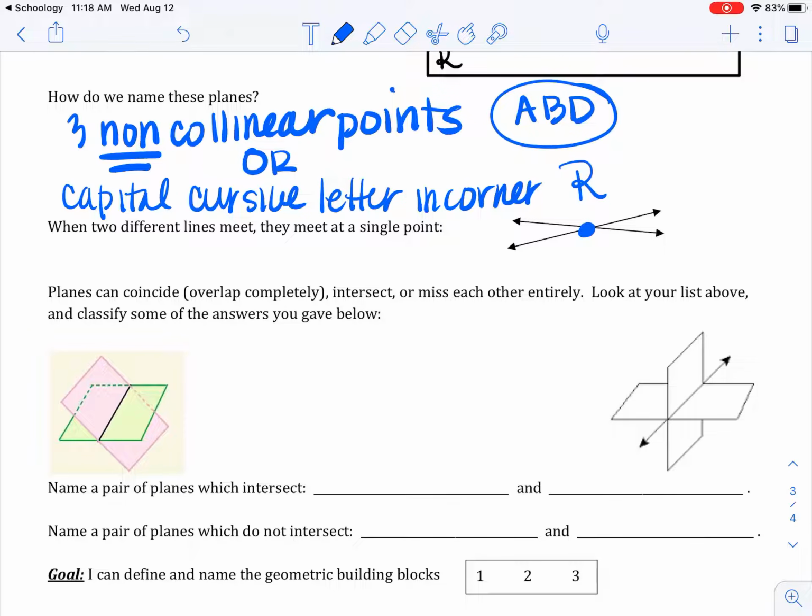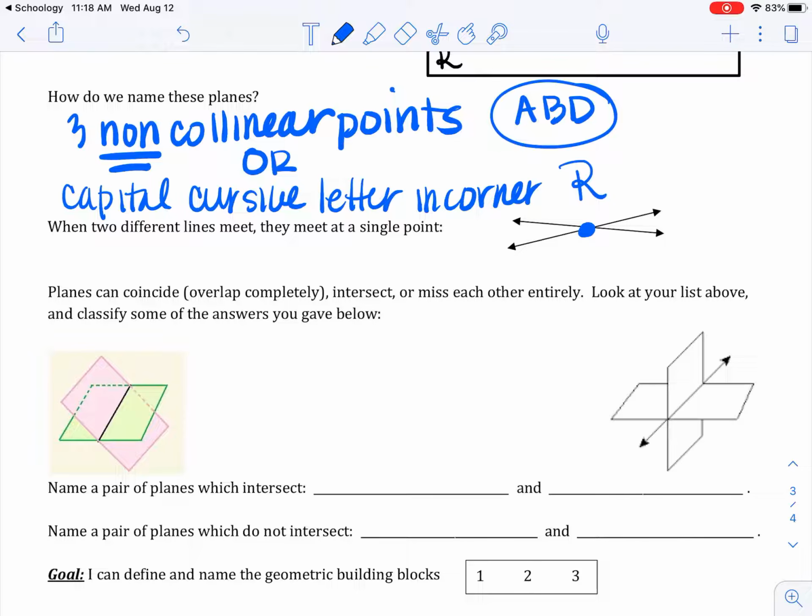Okay. So this says look at the list above and classify some of your answers you gave below, okay? So let's talk about planes that coincide would be just like 2 pieces of paper that are on top of each other. Planes that intersect, okay, that could be the wall and the floor, or the wall and the ceiling, okay? Planes that miss each other completely would have to be 2 parallel planes. So that would be the floor and the ceiling.